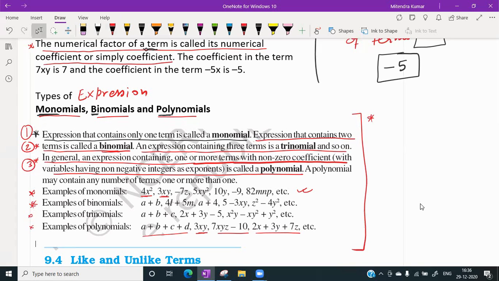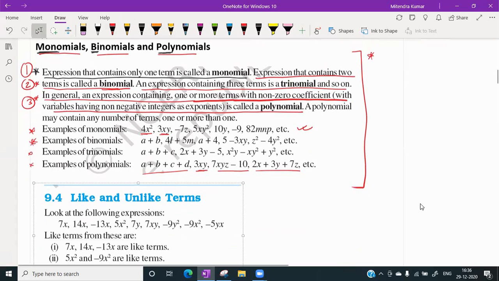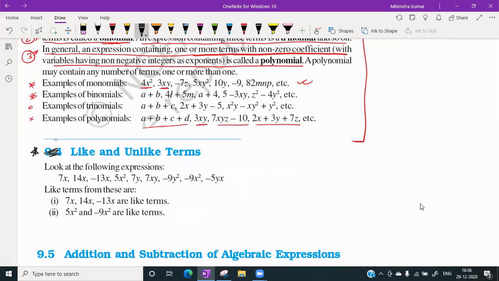Okay, next give the heading like terms and unlike terms. From here this chapter actually starts. This is very important. If you understand this concept, then you will be able to do the addition, subtraction, multiplication, and division of algebraic expressions. So it is very, very important. Write down like terms and unlike terms. Okay, listen carefully.